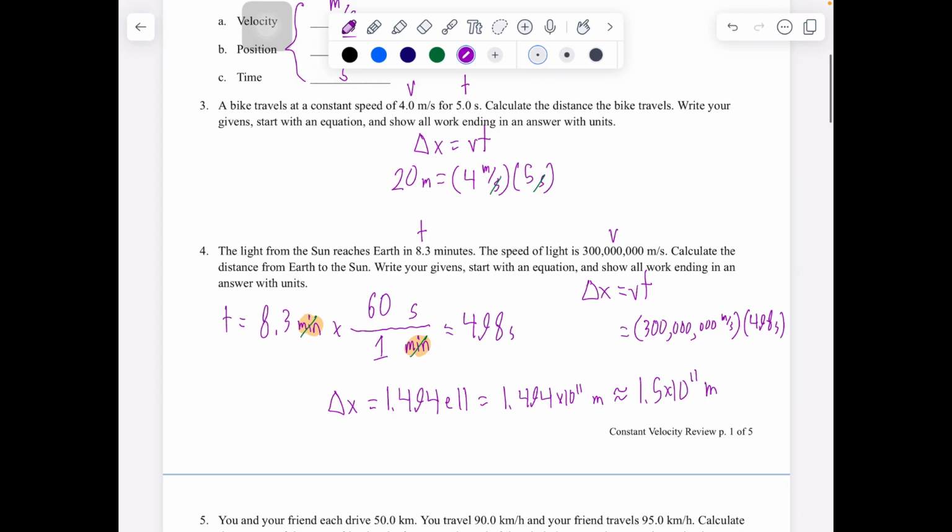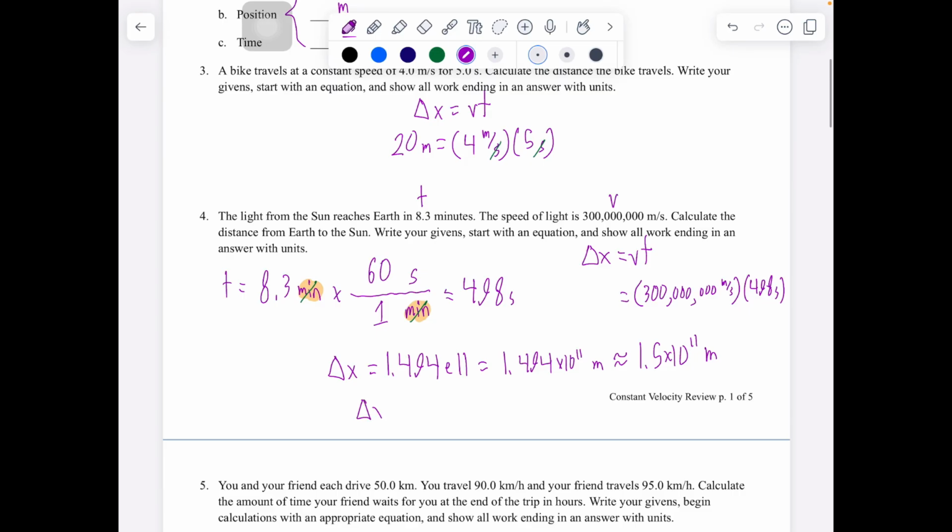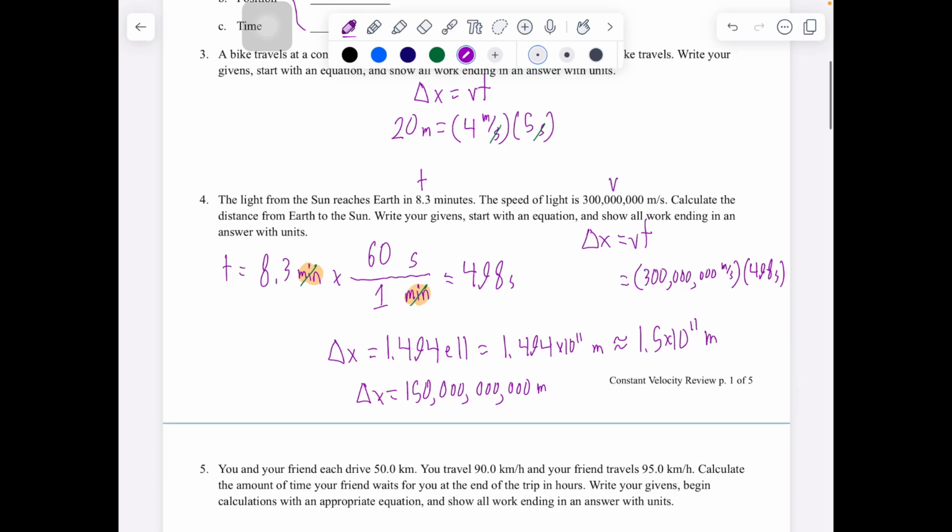Now, if you're curious, writing that out, we've still got some more zeros here, that would be that many meters. So that is a huge, huge distance, of course. It's the sun to the earth.